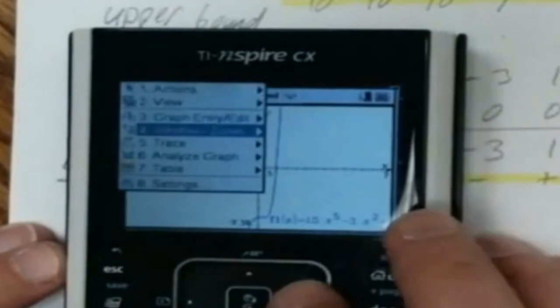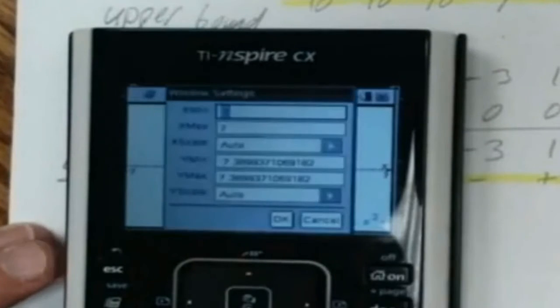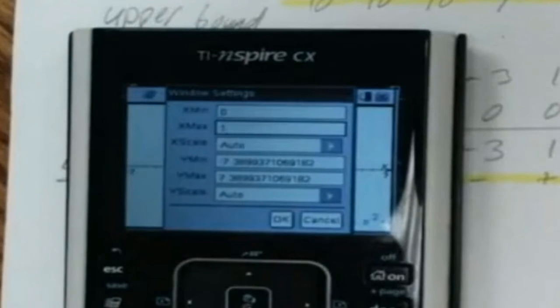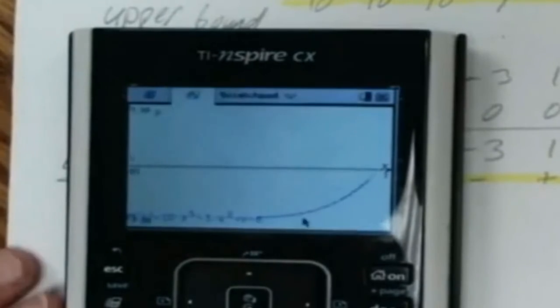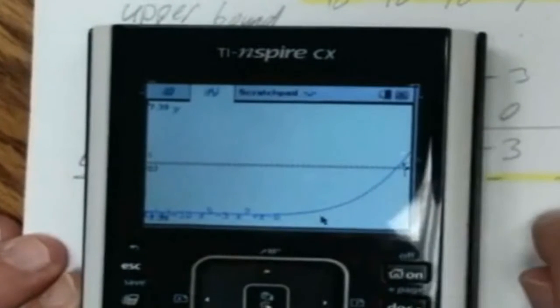And if we zoom in, the menu, window, zoom, I'm going to set my window settings. I want to put the minimum x at 0 and the maximum x at 1 because we know all the zeros are between 0 and 1. So I see this, it's almost at 1 where it crosses. It's way down on this end, way down on this end.